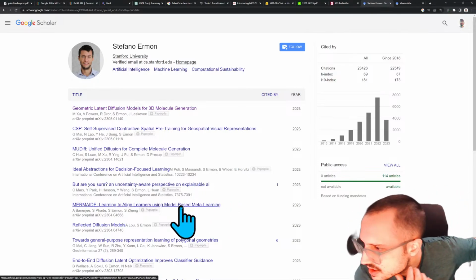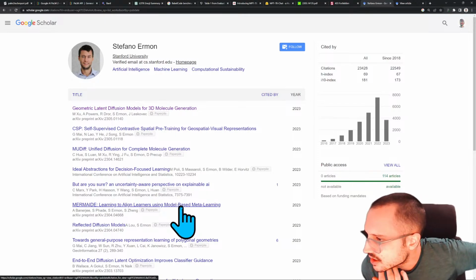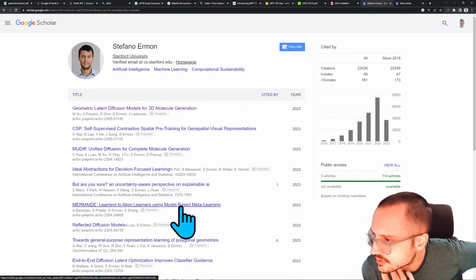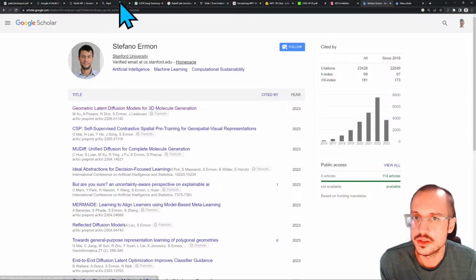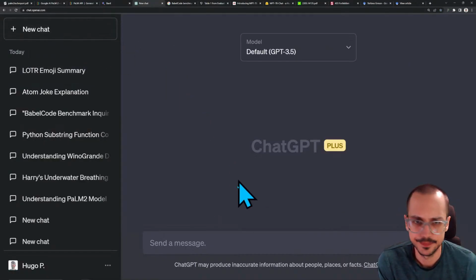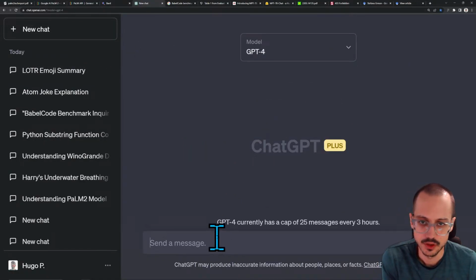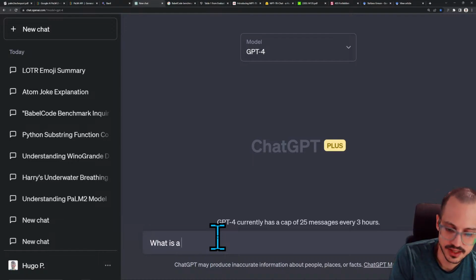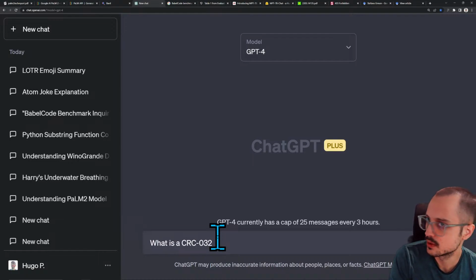Do you think these models do things like CRC32 checks on themselves? What is a CRC32 check?